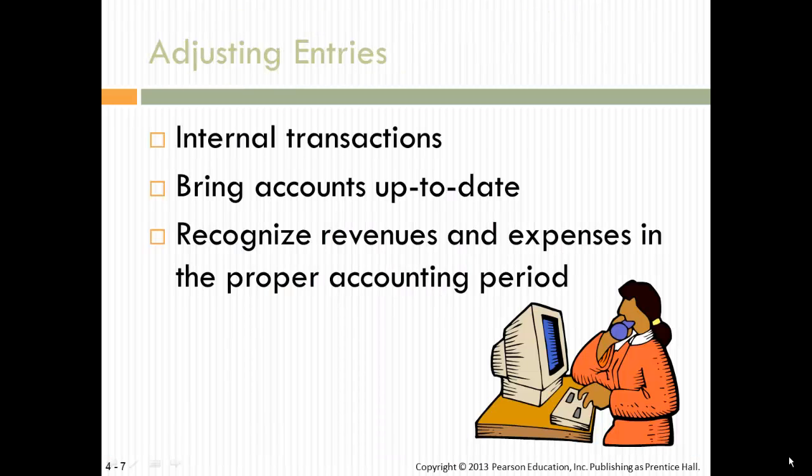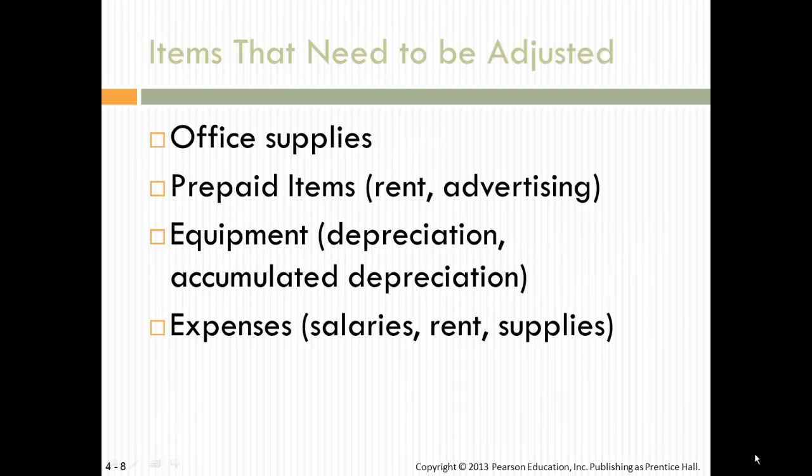Adjusting entries are for internal transactions. They bring accounts up to date, and it's where you recognize revenue and expense in the proper accounting period. Things that typically need adjusting are office supplies, items you pay in advance. So think about even for your personal self. You tend to have to pay insurance for a year, things like that. So prepaid items in companies are rent, advertising, insurance. Depreciation is considered an adjustment, and expenses such as salaries and rent. So most companies pay their employees on a weekly, bi-weekly, semi-monthly basis. So at the end of a month, you might have this adjustment for salaries.